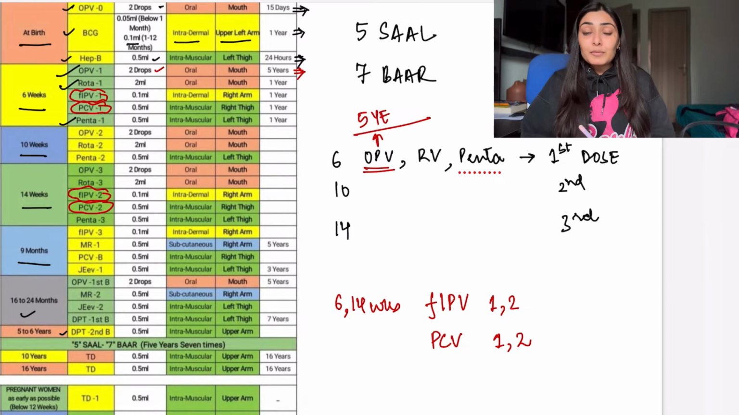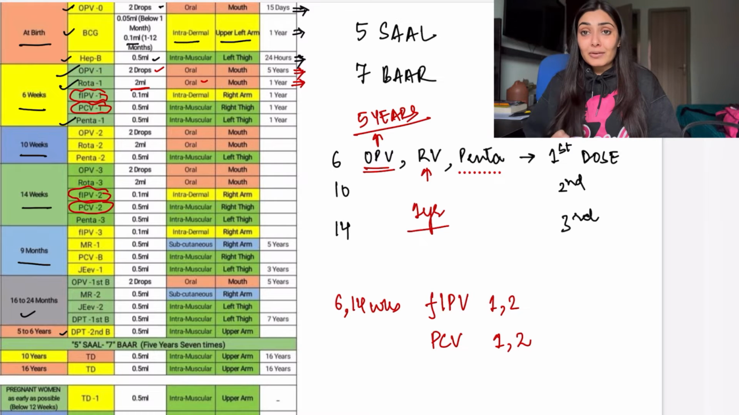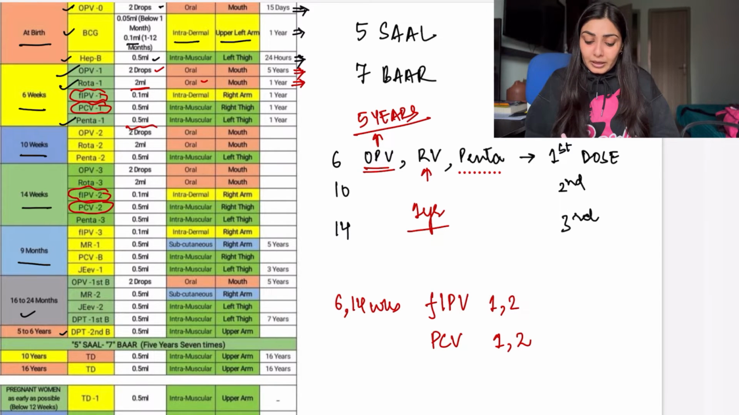Then comes the rotavirus vaccine, again an oral vaccine, but here the drops are around 5 drops, 2 ml, right? So 2 ml of this vaccine is given through the mouth, and the upper limit is going to be 1 year. Then comes pentavalent. We all know it is an intramuscular vaccine, so the dose is going to be 0.5 ml. It is again given in the left thigh, and the upper limit is again 1 year.